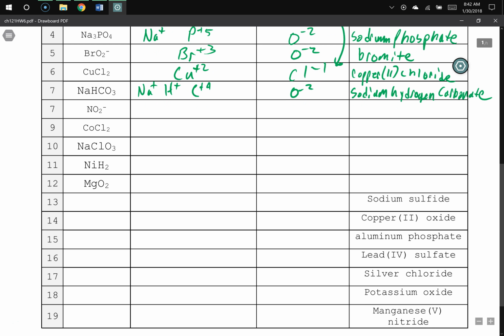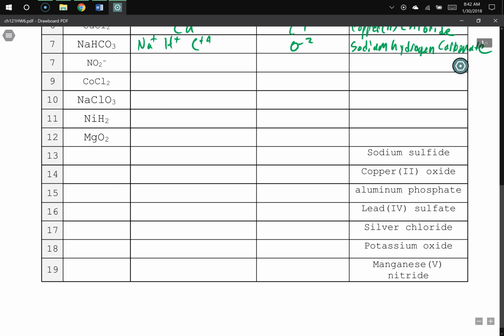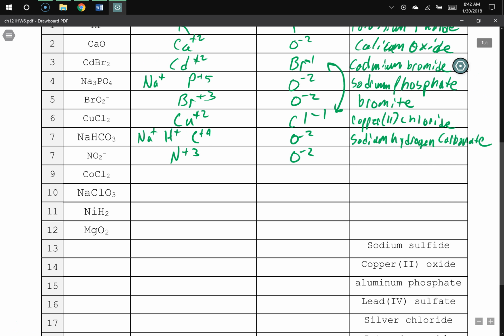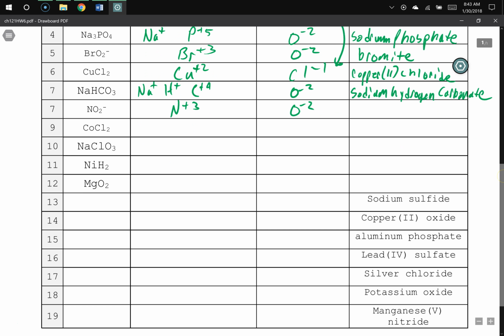Next. The nitrogen is the cation. The oxygen is the anion. The oxygen's charge is -2. The nitrogen's charge is +3. It looks really similar to this bromate here, right? This bromate. The formulas look the same, so they're going to kind of work out with the same charges. The name of this thing? Nitrite. Okay. How about the next one?